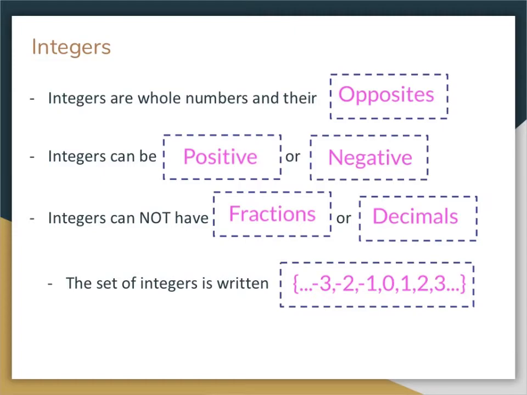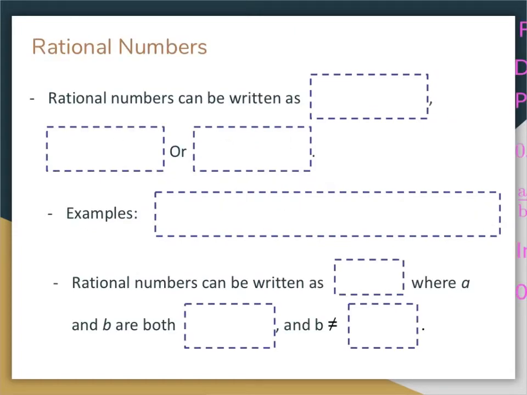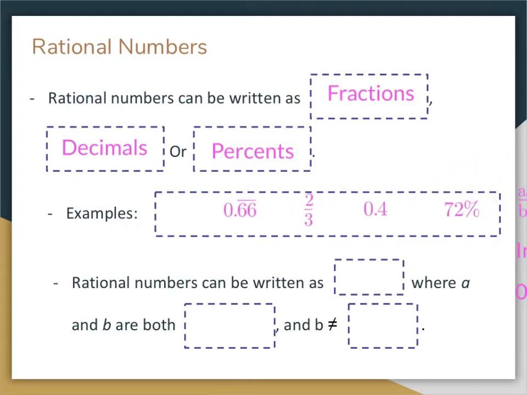Let's take a look now at rational numbers. Rational numbers can be written as fractions, they can be written as decimals, or they can be written as percents. So let's take a look at some examples. For example, I've got 0.66 repeating, that's a decimal. I've got 2/3, that's a fraction.